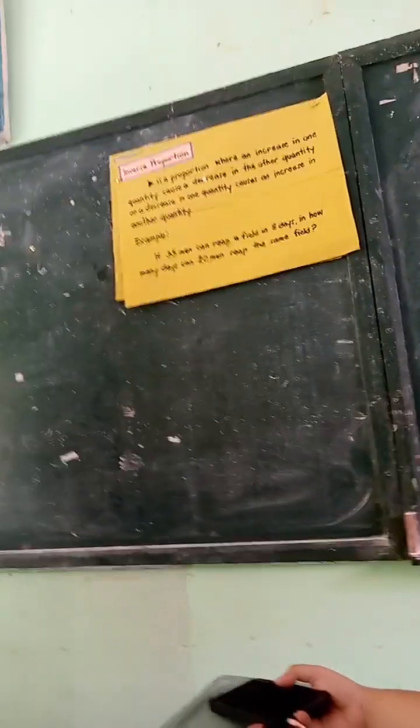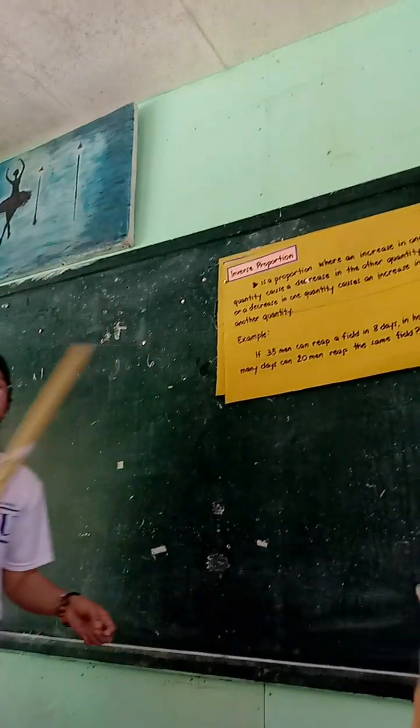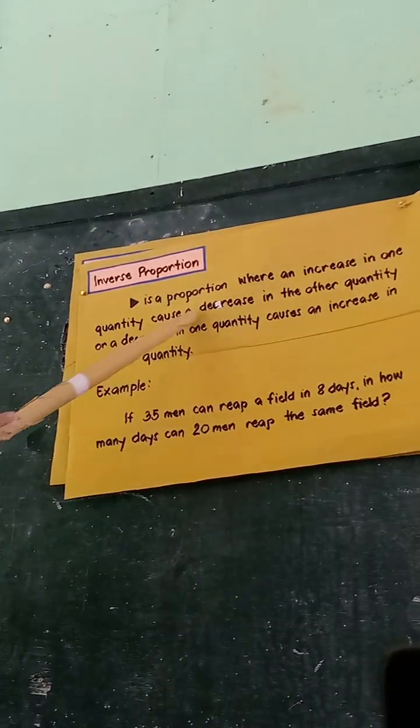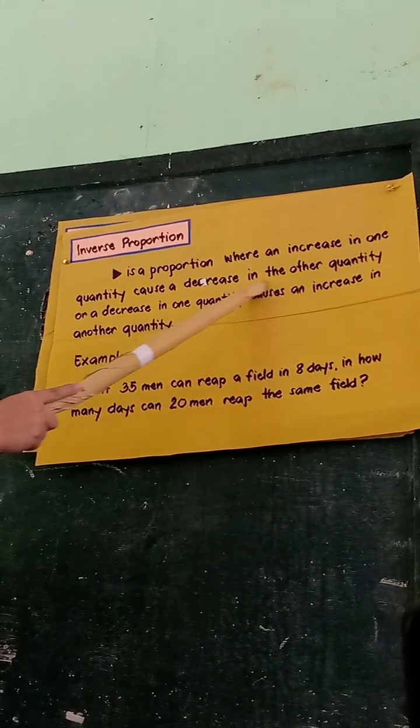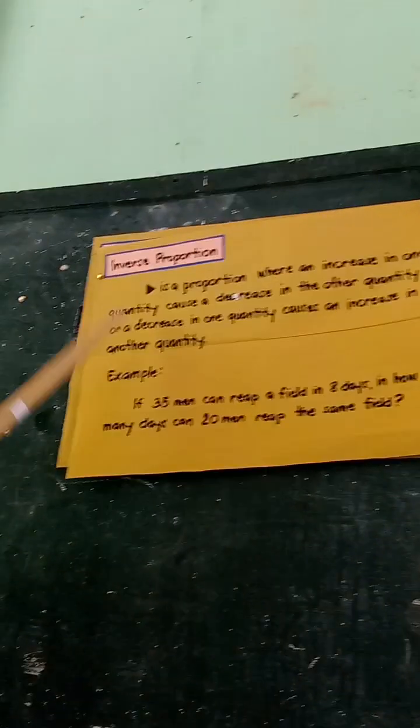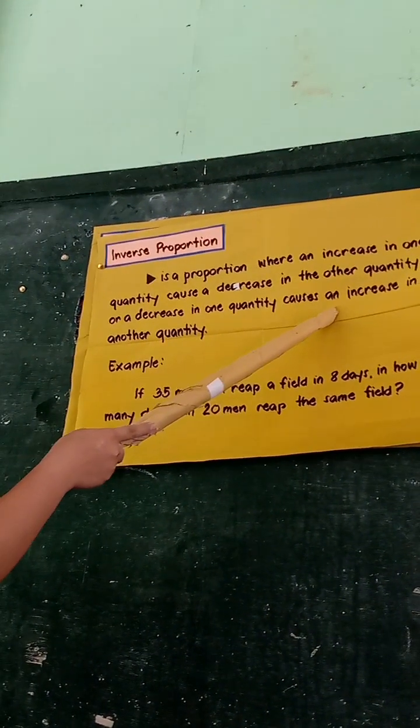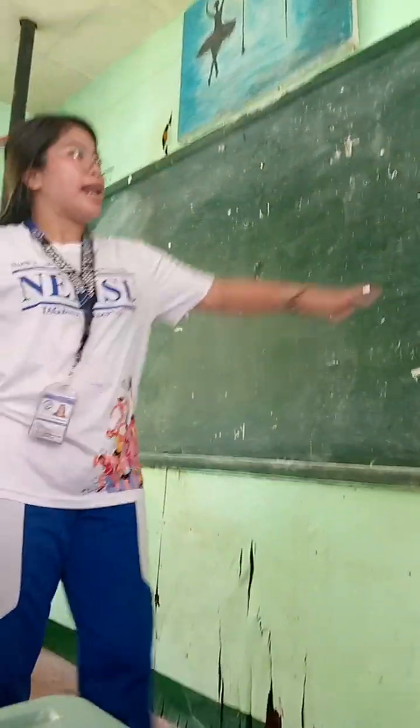Now, what is inverse proportion? It is a proportion where an increase in one quantity causes a decrease in the other quantity, or the decrease in one quantity causes an increase in the other quantity. So, an example here.